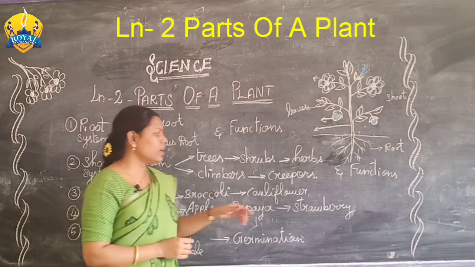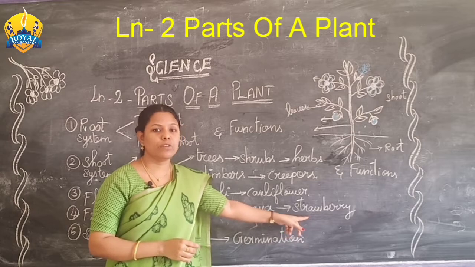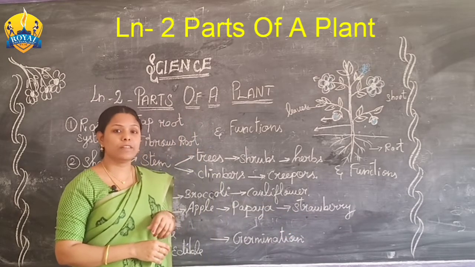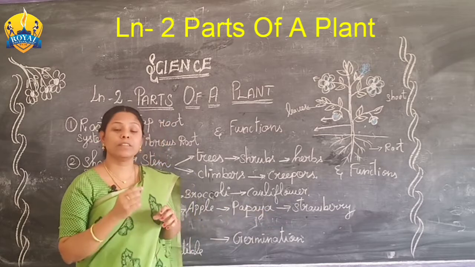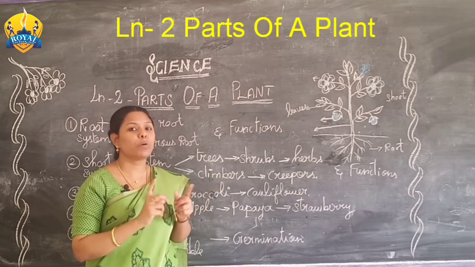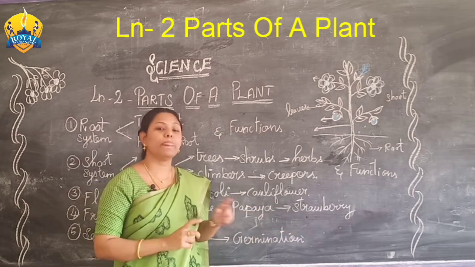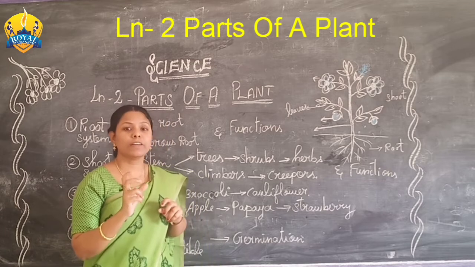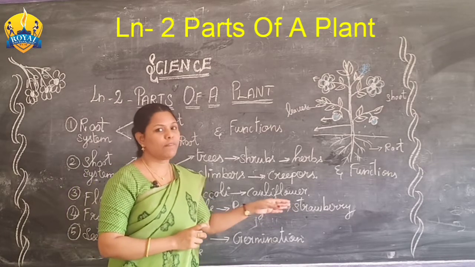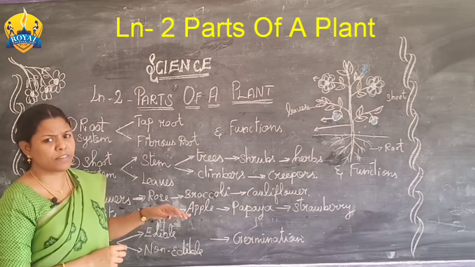And then strawberry. Can you see the strawberry in your home? The strawberry has seeds not inside, but on the outer part of the fruit. Not only the strawberry, likewise the cashew nut also has the seed on the outer part of the fruit. So these are the examples and varieties of fruits.